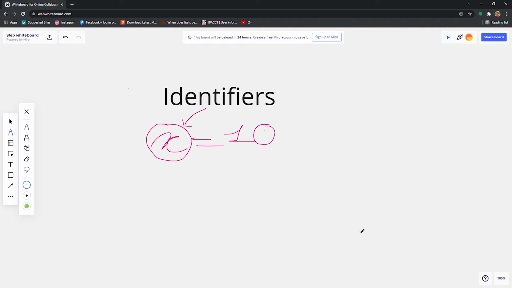Now, can we give any name to any variable? No. There are certain rules for naming those variables, right? So let's discuss those rules.